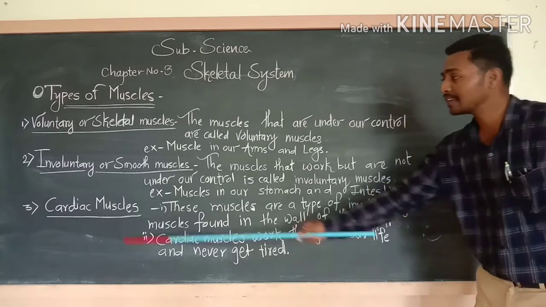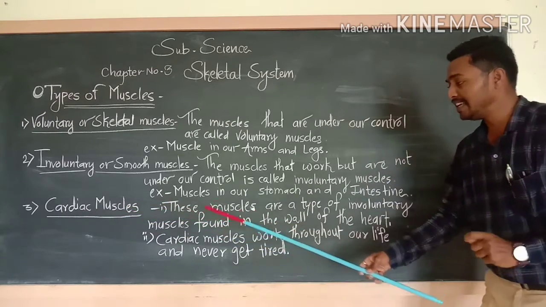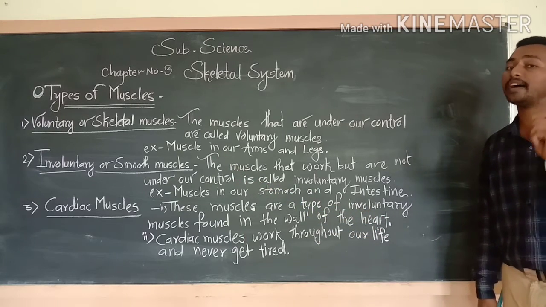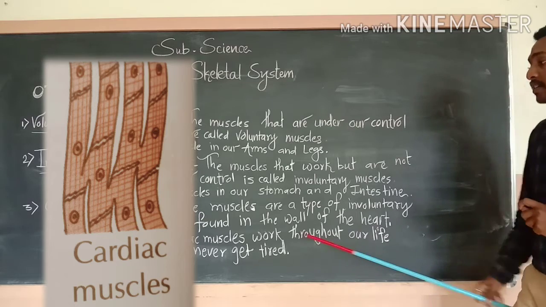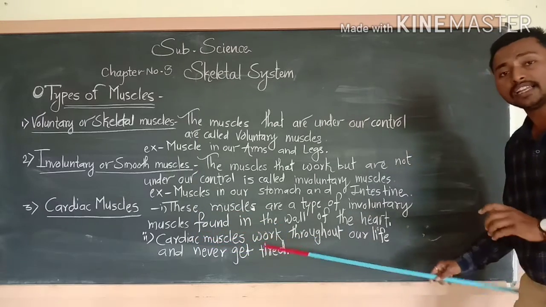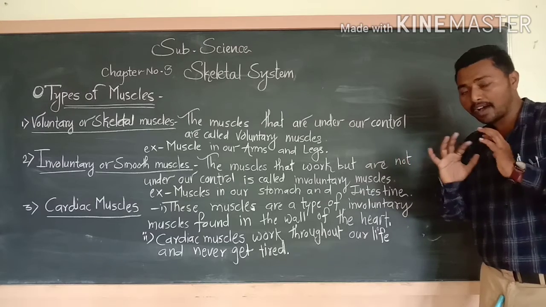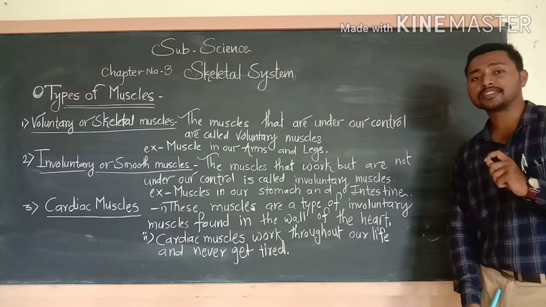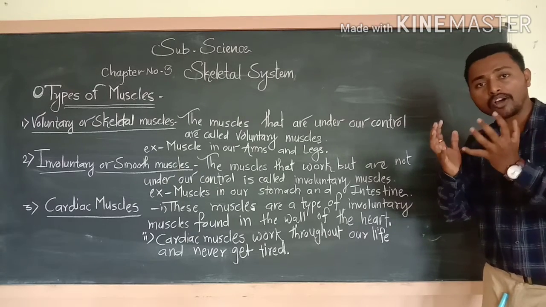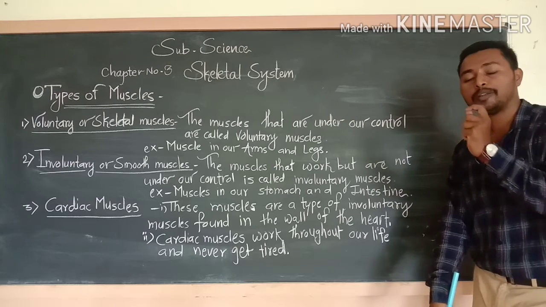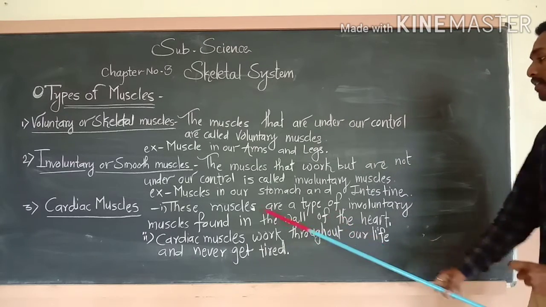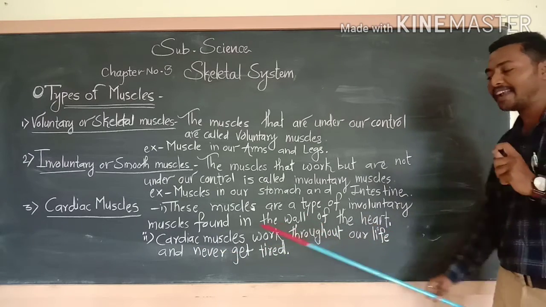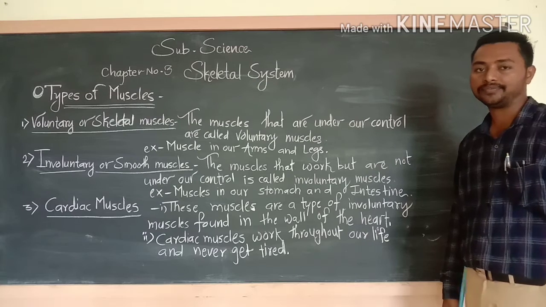Next last type, cardiac muscles. These muscles are again a type of involuntary muscles. वो भी हमारे कंट्रोल में नहीं होते but these kind of muscles are found in the wall of the heart. हमारे हृदय की outermost wall में cardiac muscles पाए जाते हैं. Cardiac muscles occur in the outermost wall or shell of our human heart. Next, cardiac muscles work throughout our life and never get tired.